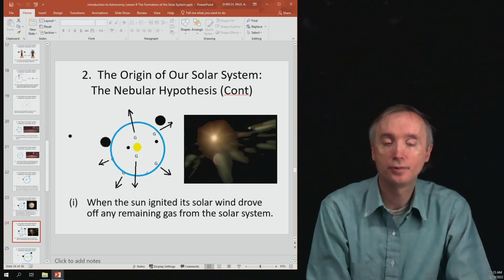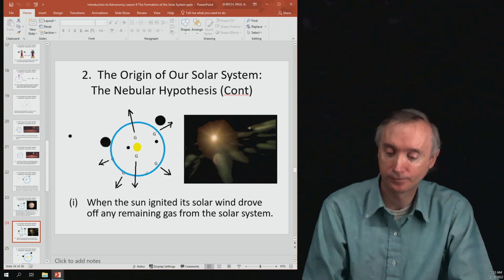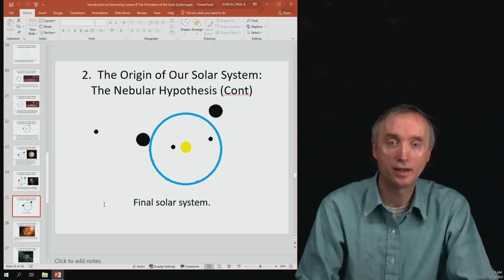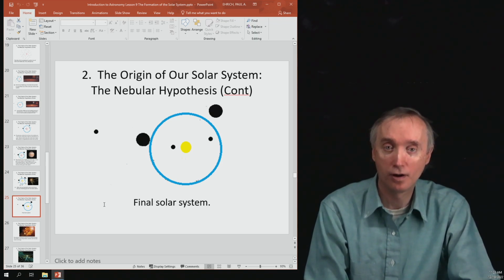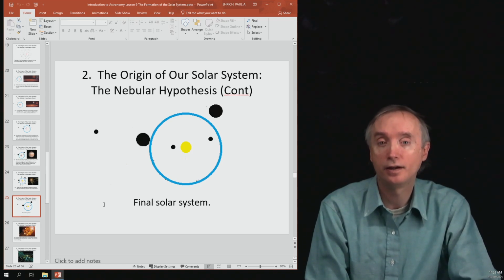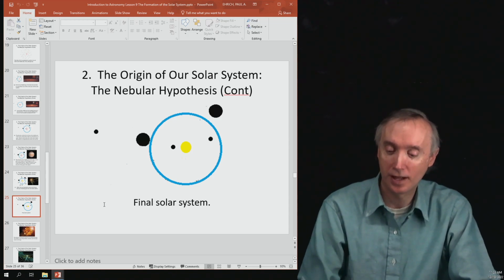And then the final step is that the sun finally turns on and drives any remaining gas out of the solar system. So this is what you finally end up with: a solar system that consists of inner planets that are made of rock. In the middle part of the solar system, you've got Jupiter, Saturn, Uranus and Neptune. And then finally, in the outer part of the solar system, you have rock with a little bit of ice on it, and that's going to be the trans-Neptunian planets out there.